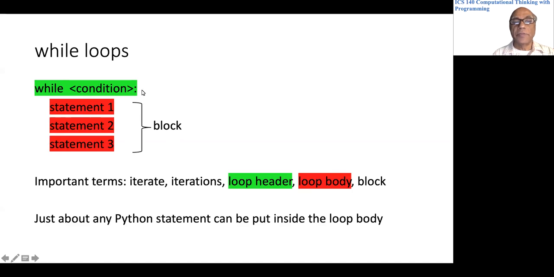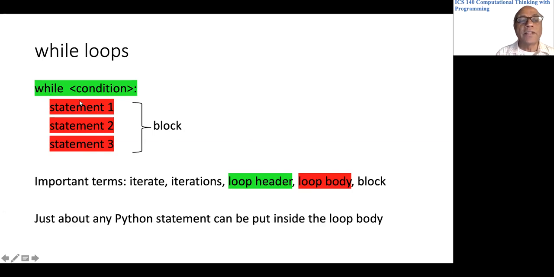Now, you have a colon here, and all these statements are together. That is called a block. In fact, this terminology of a block applies to if statements too, or else statements, or elif statements. You can have a block of Python statements that are executed line by line as a group.